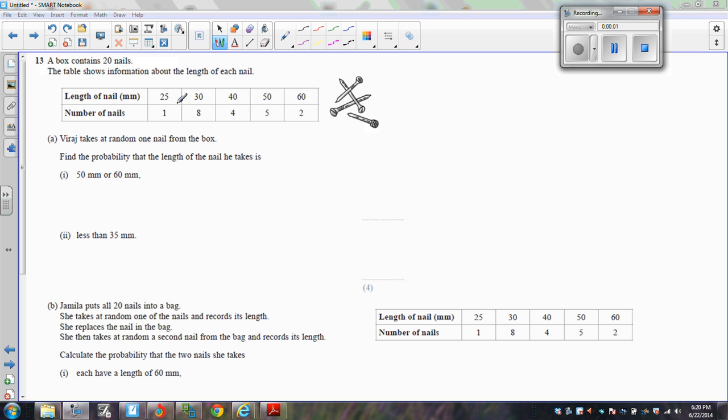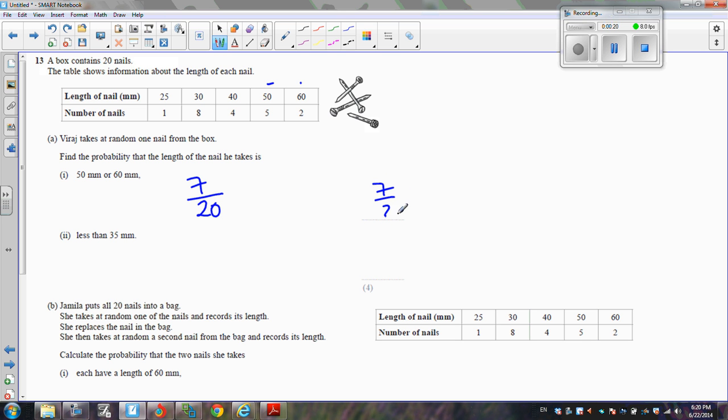Here, they are varying lengths, and there are different numbers of the various lengths. The probability that you get a nail which is 50 or 60 millimeters, that's these two here. There are 7 nails which are 50 or 60 millimeters long, and there are 20 nails altogether, so the probability is just 7 out of 20.